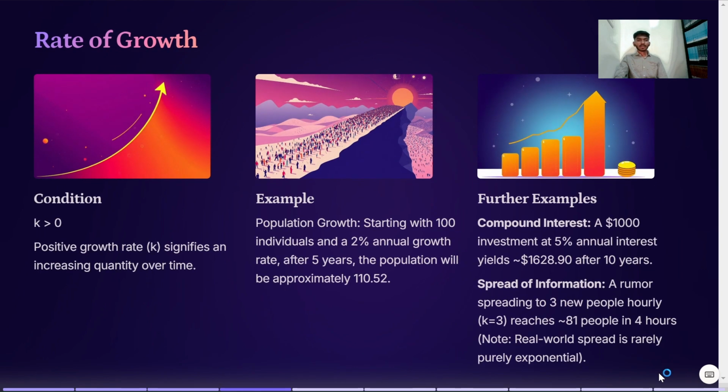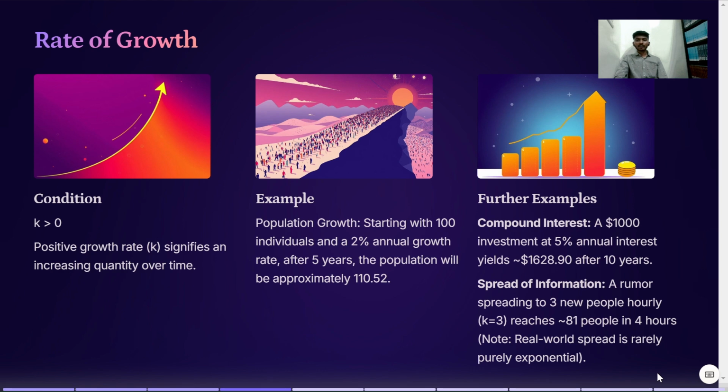Rate of growth. Now let us talk about growth, where examples include how population increases or how money grows with compound interest. Starting with 100 individuals and a 2% annual growth rate, after 5 years, the population will be approximately 110.5.